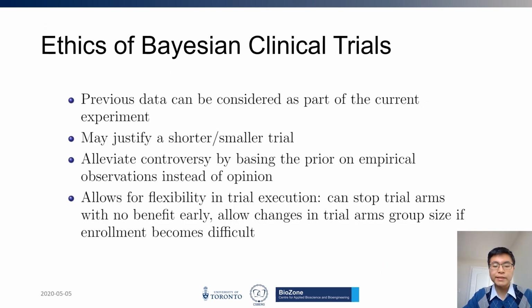So as I mentioned, the FDA is shifting towards a more Bayesian approach to its approval process. And why are they doing that? Here are some of the benefits that they outlined in a recent document on Bayesian approaches to clinical trials. The most obvious benefit is that the use of the prior can allow the use of previous data as part of the current experiment. And a very good benefit of this is that it could reduce the number of subjects you enlist for your trial, and it could justify a shorter trial.